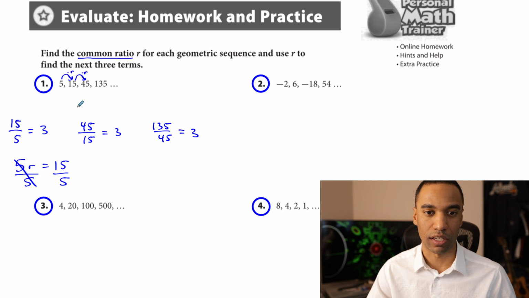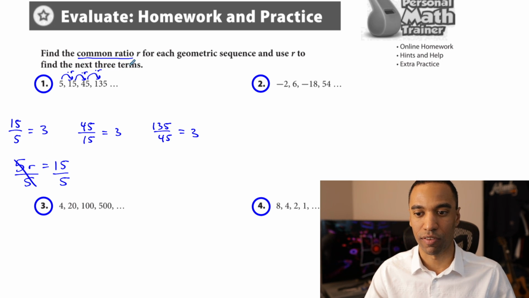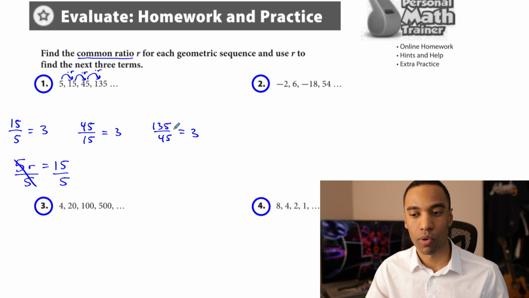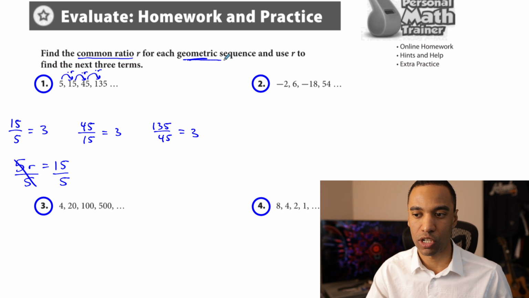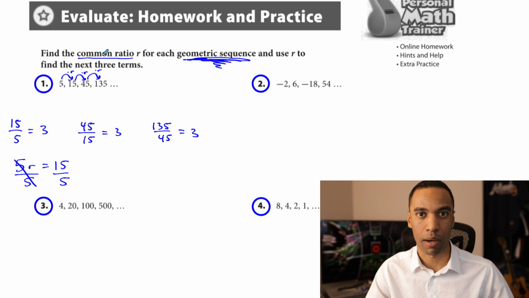You can write it as an algebraic equation here. 45 times what is 135? You do 135 divided by 45 to figure it out. Now, you shouldn't have to test more than once because they tell you it's a geometric sequence. That means we know with absolute certainty there should be a common ratio.